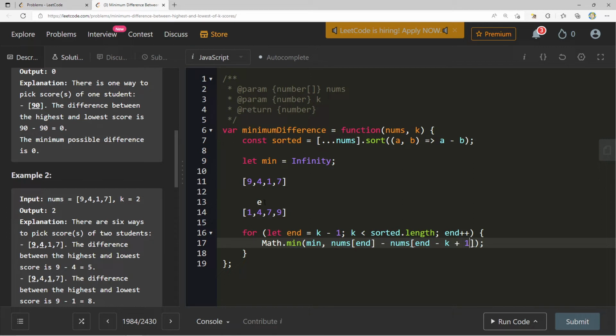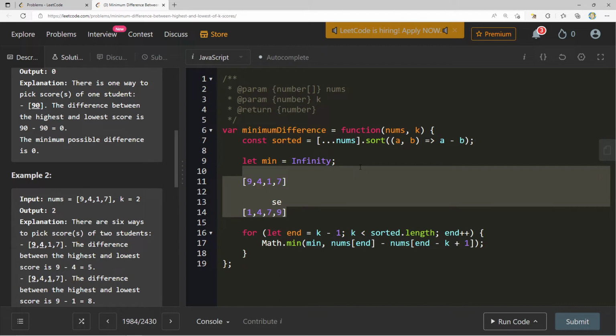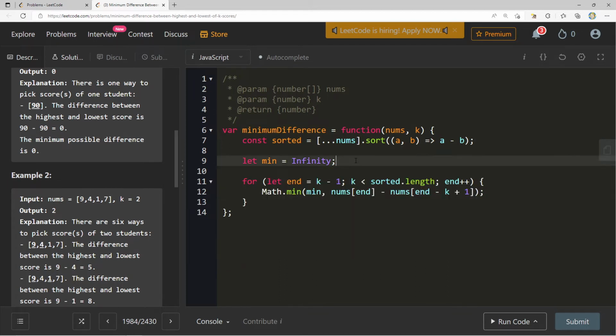So it could be 1 minus 2, negative 1 plus 1 is 0. So it will effectively be these two things. And then again, we go to the next thing. Here we'll say 2 minus 0, right? 2 minus 2 is 0 plus 1 is 1. We just do 4 and 7. Okay, now we get to the next one, which is here. 7 and 9, that's 2, and that ends up being the lowest one.